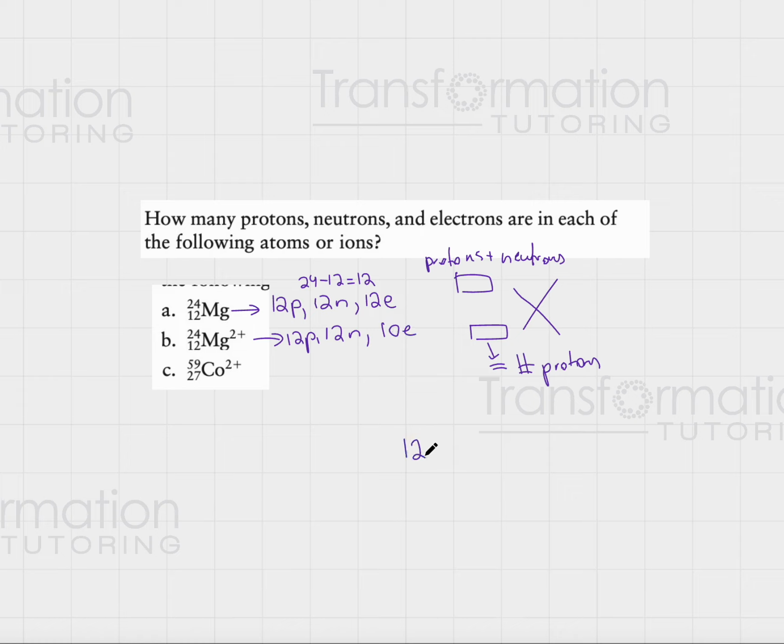Again, how do we do it? +12 minus 10 is equal to +2. That's how I got this +2 charge. So I must have 10 electrons.